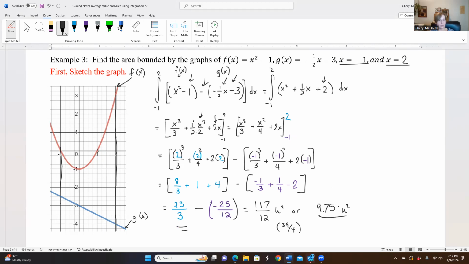We do want you to be able to integrate these by hand. You don't have to use fractions, you can use decimals, but you have to be very careful with decimals because if you round too much at the end, your answer won't be very accurate. Let's try our next one.